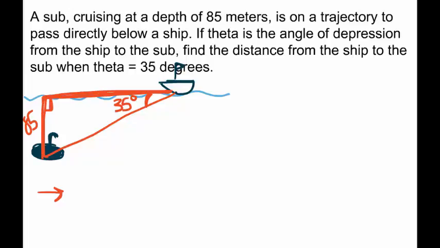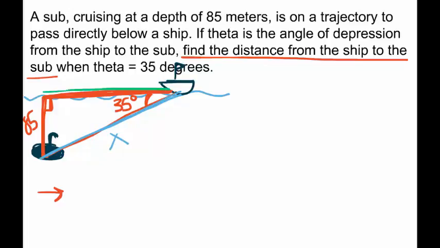We just need to figure out which other side of this triangle we're trying to find. It says find the distance from the ship to the sub. That would be the hypotenuse, from the ship down to the sub. This other side over here, that's from the ship to right over the sub. I don't want that. I want from the ship to the sub. So based off the 35, I'm trying to find the hypotenuse, but I know the opposite, so I'm going to have to use sine.